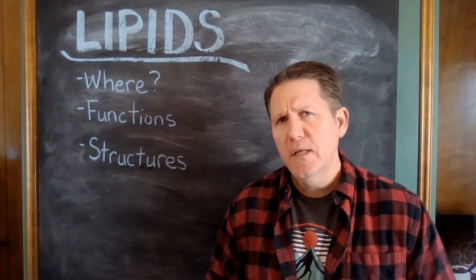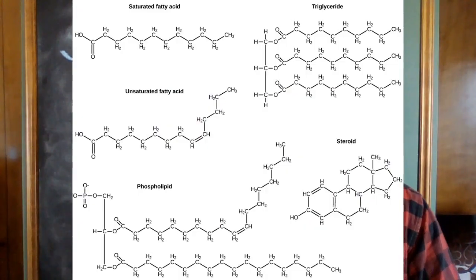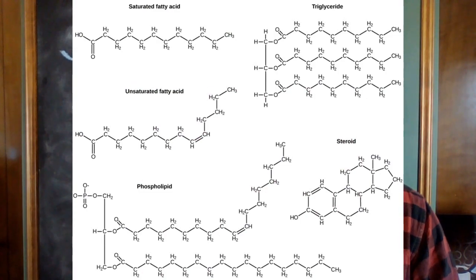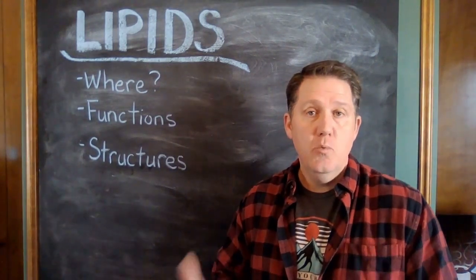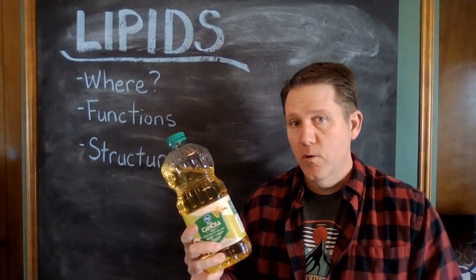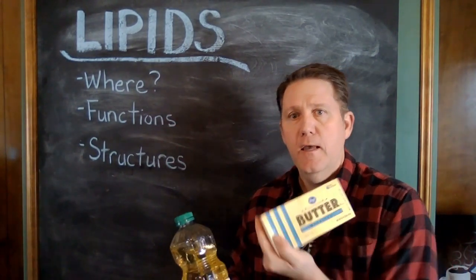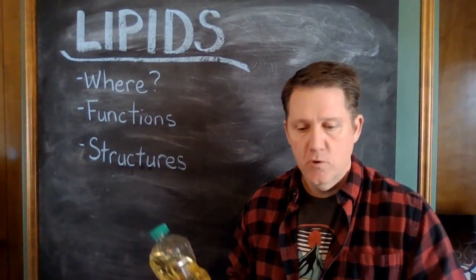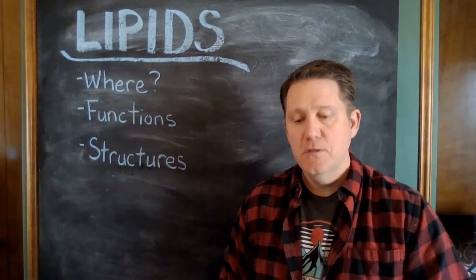We'll start with lipids. It's really kind of the different one. And that difference is really important to life. So let's first talk about where do you find lipids? Well, around the house, we find it obviously in really concentrated form in things like oil and butter. All right, so those are mostly lipids.